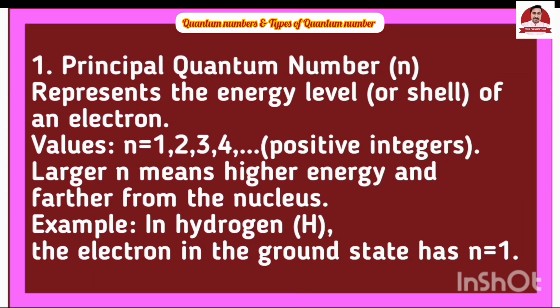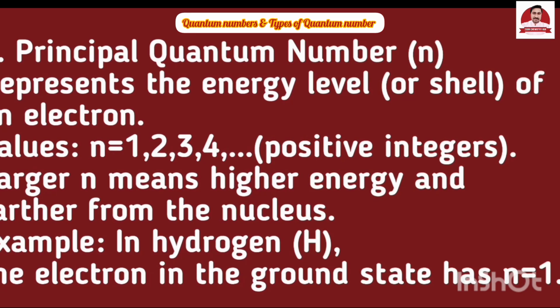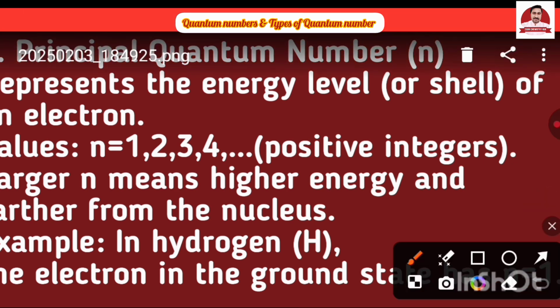First, what is the principal quantum number? The principal quantum number is represented by small n. And what does the principal quantum number represent? The principal quantum number represents the energy level or shell of an electron.